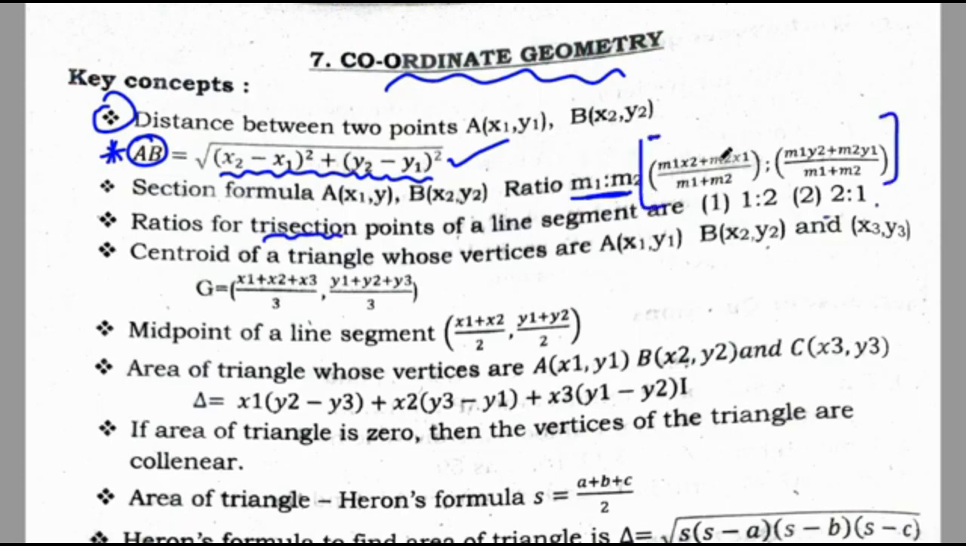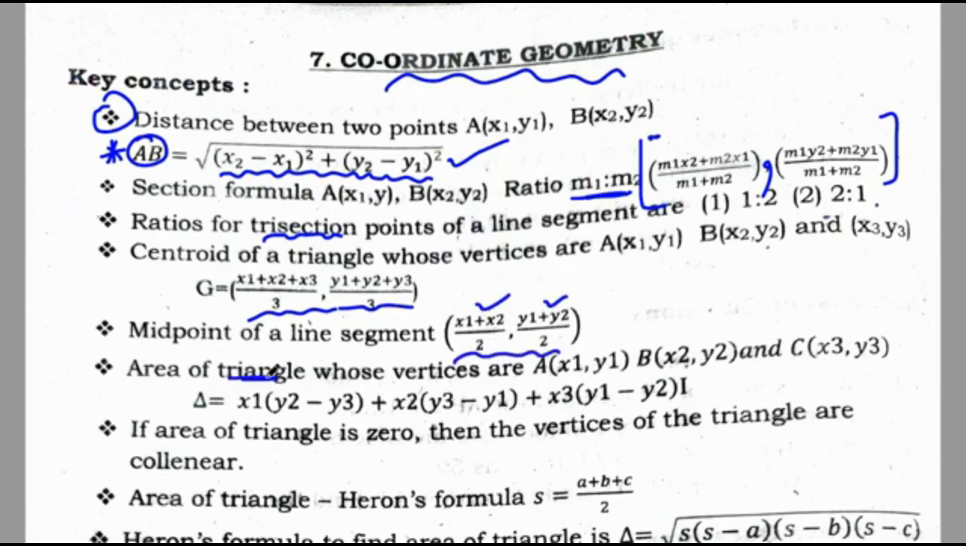Section formula is (m1 x2 + m2 x1)/(m1 + m2), comma (m1 y2 + m2 y1)/(m1 + m2). Centroid is given by the formula (x1 + x2 + x3)/3, (y1 + y2 + y3)/3. Midpoint is given by the formula (x1 + x2)/2, (y1 + y2)/2.